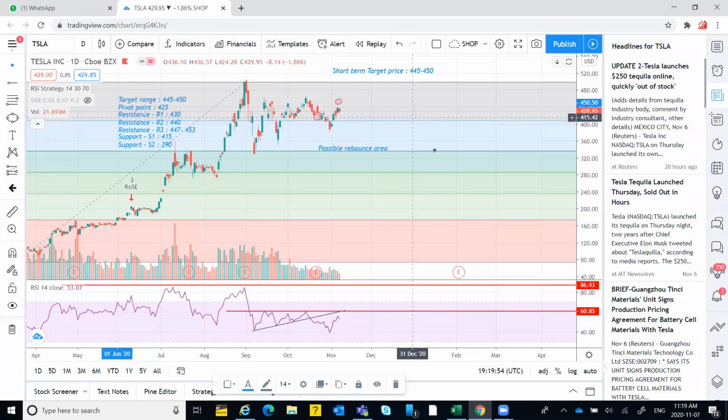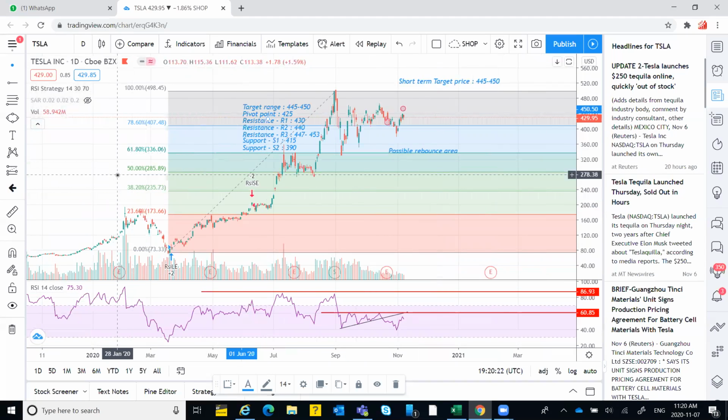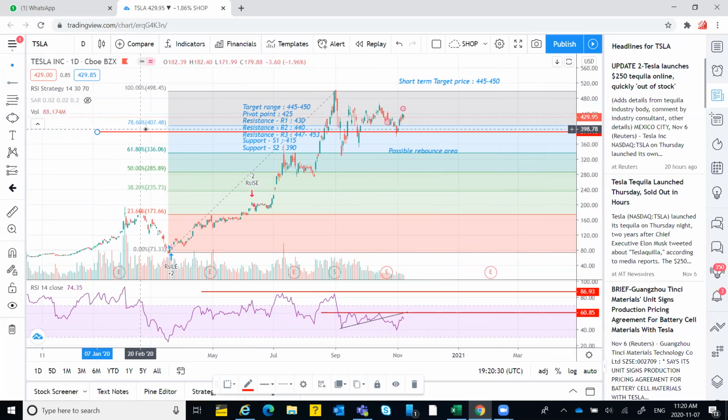First resistance is 430, which is currently where the stock is, at around 430. The second resistance is 440, and the next ultimate level is 453. Support is at 415 and 390. So 415 is your first support level, which is somewhere around this line. I will mark it here, 415 and 380. So this is the level for support, and this 407 is the other level. These two are support levels.